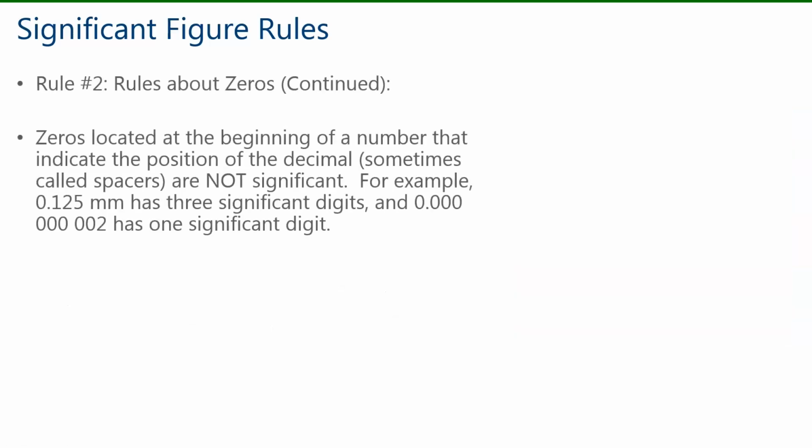Zeros located at the beginning of a number that indicate the position of the decimal, sometimes called spacers, are not significant. For example, 0.125 millimeters has only three significant digits because that zero comes before the numbers, so it doesn't count. And 0.000000002 has only one significant digit. All those zeros that come before the 2 are considered to be spacers. The zeros before the first number don't count.